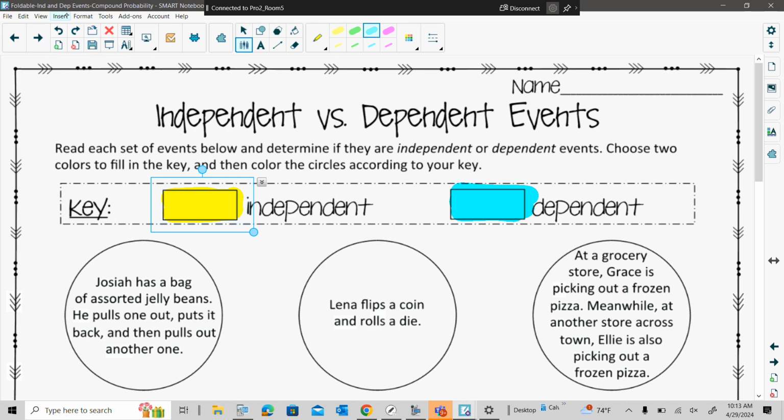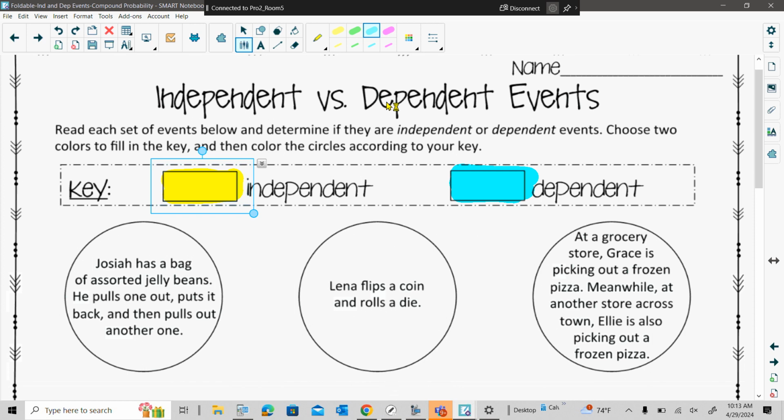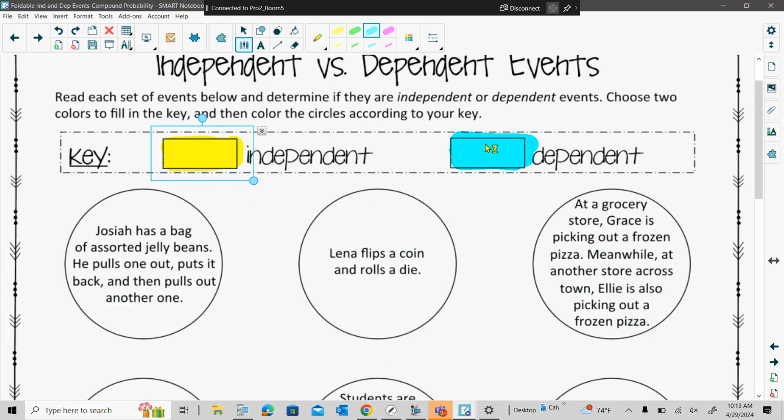You need to have 2 different colors. Based on the scenario, you're going to read each event and determine if it's independent, that's yellow for me, or dependent. All right, so on this first one, I'm just going to go over the first couple with you, just to make sure you're on the right track.